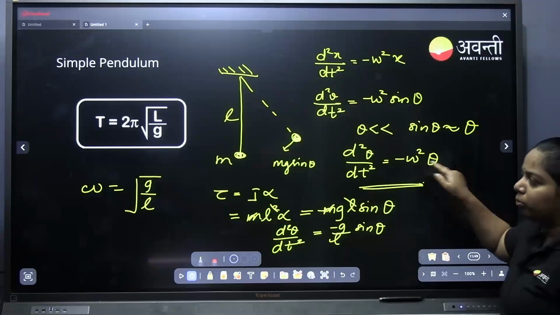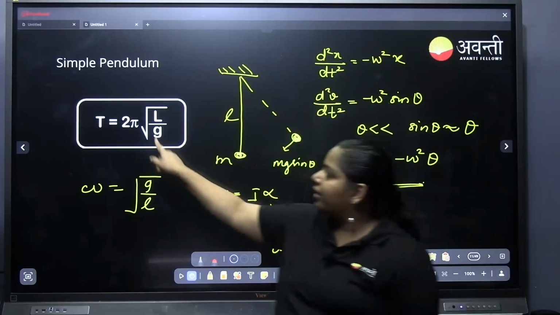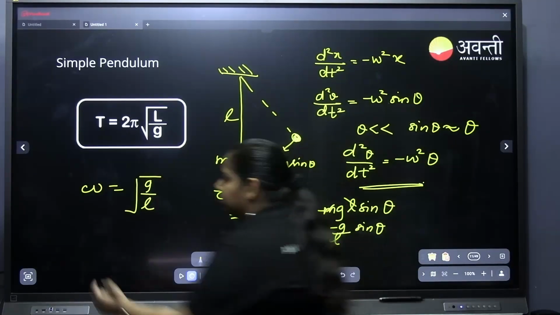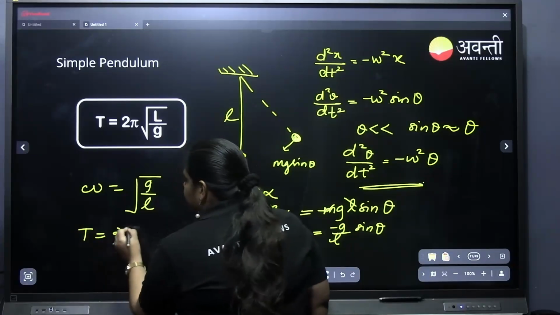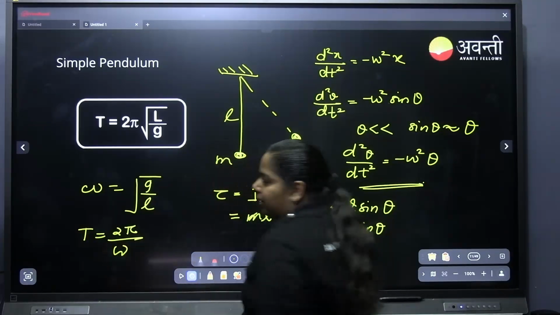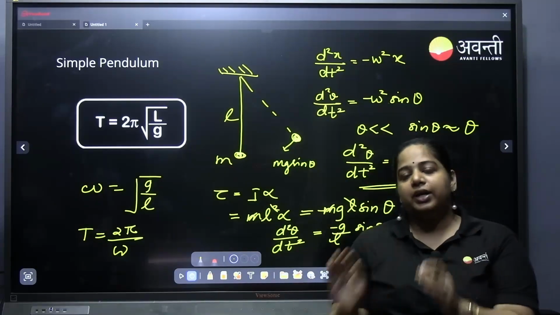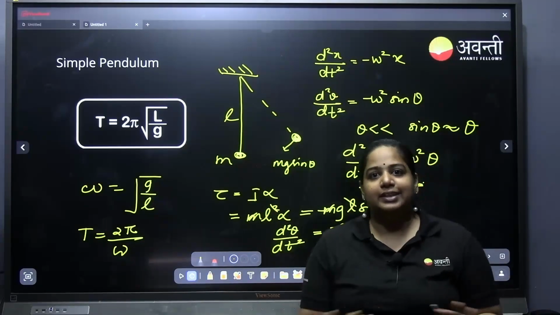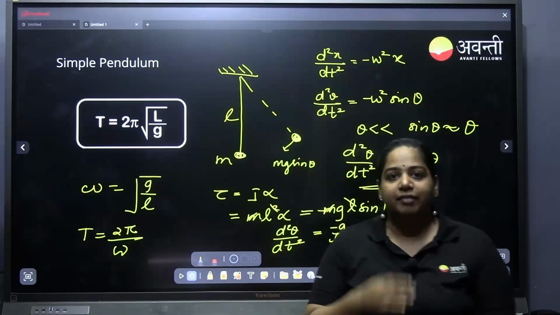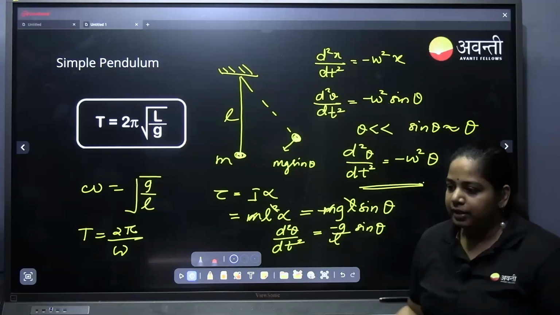From this we got omega. Once we find omega, we can find the time period, because time period equals 2 pi by omega. So in every case, as I told you, we have to find what omega is. That's it. Once we find omega, we can find everything else. Is that clear?